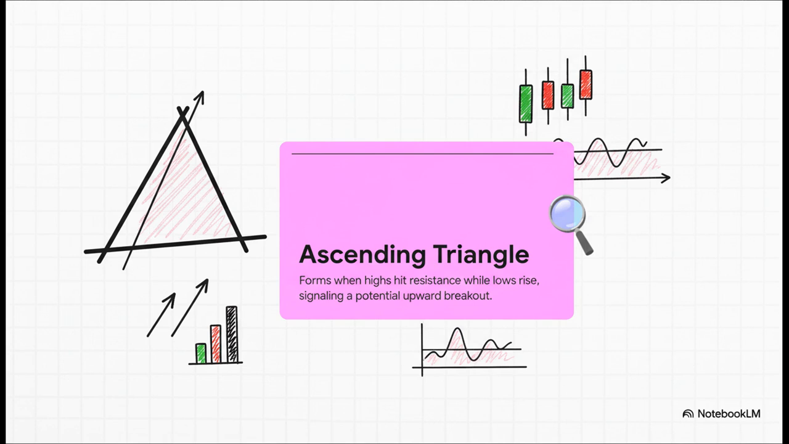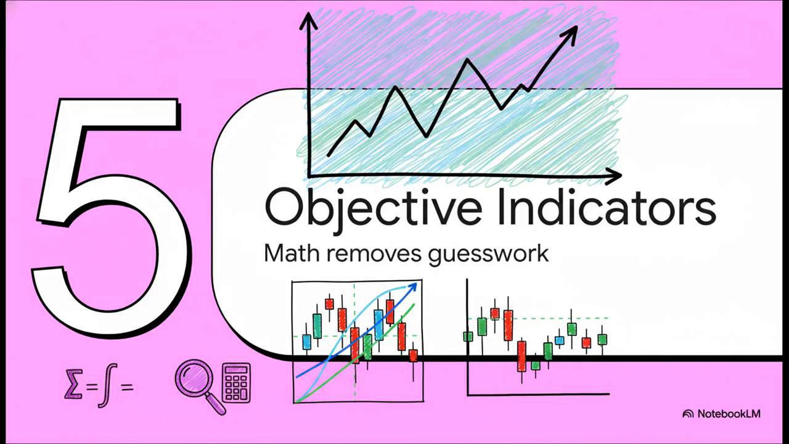The ascending triangle. This pattern shows up when you have a flat ceiling, that resistance level we talked about, but the support floor is sloping upwards. The price gets squeezed tighter and tighter between these two lines. A lot of analysts see this as a pressure cooker, a sign that the price is getting ready to pop, usually upwards. But here's the thing.